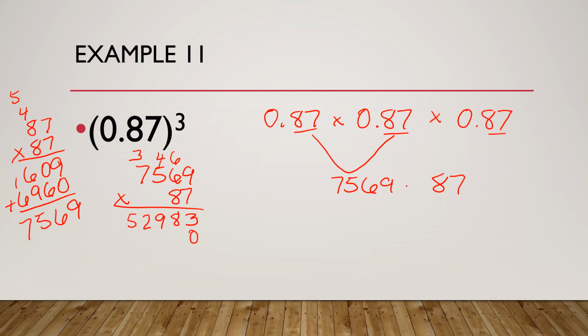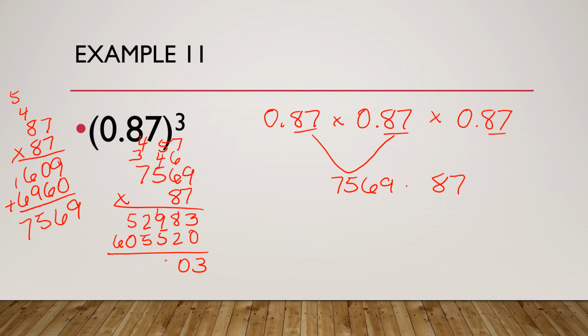We're going to fill in with a 0. 8 times 9 is 72. 8 times 6 is 48. 48 plus 7 is 55. 8 times 5 is 40. Plus 5 is 45. And 8 times 7 is 56. Plus 4 is 60.